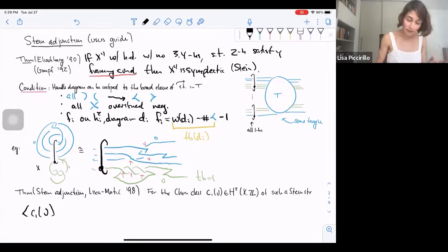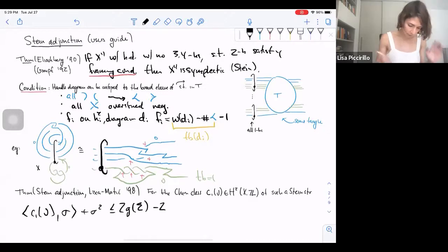So if you take that preferred cohomology class and you pair it with any second homology class, you add on the square of that second homology class, this quantity here is going to give us the kind of bound we want. So this is a lower bound on twice the genus of sigma minus 2 for any smoothly embedded surface sigma representing the homology class.